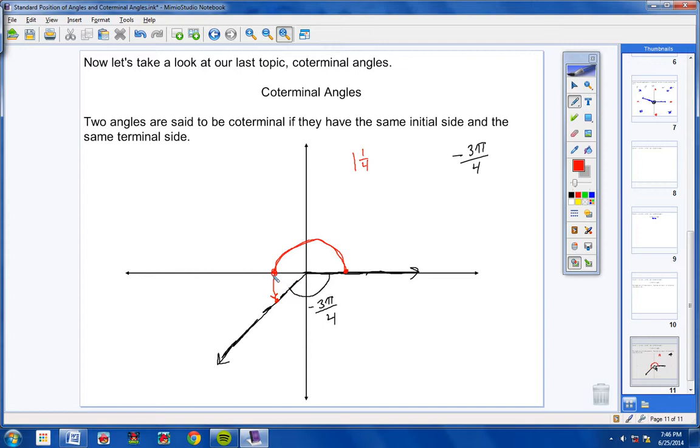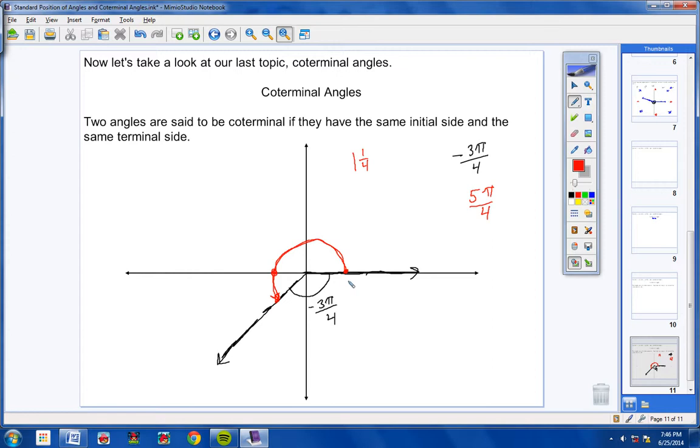So 1 1/4 is 5/4. So I would say 5 pi over 4. Now if you're confused, you're welcome to first convert this over to degrees and then find your coterminal angle in degrees and then convert it back to radians. It's just longer that way, but you can do that. But I still want to keep trying to introduce you to doing things in radians, okay?